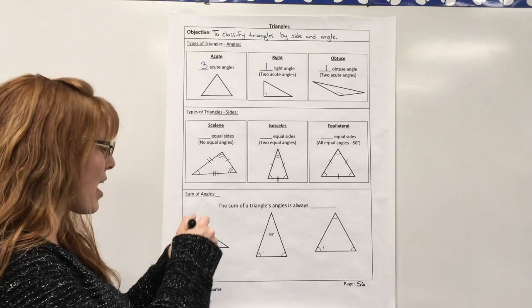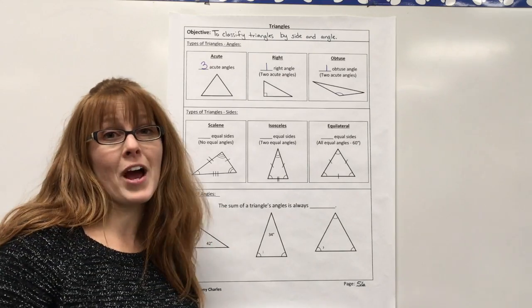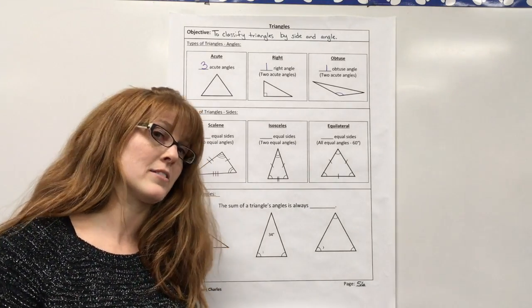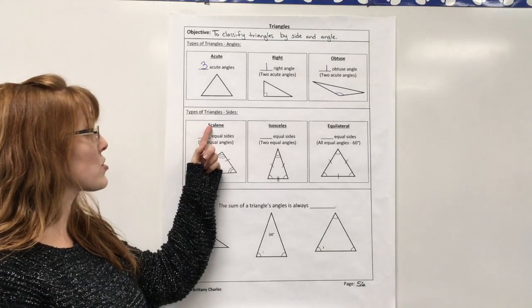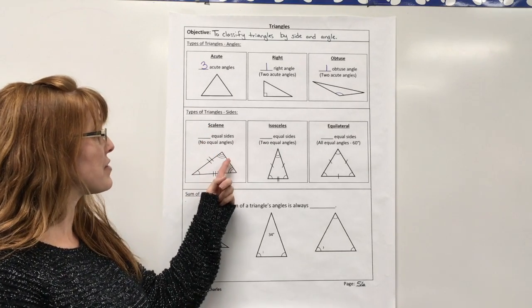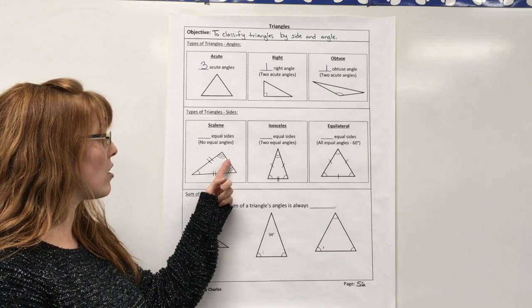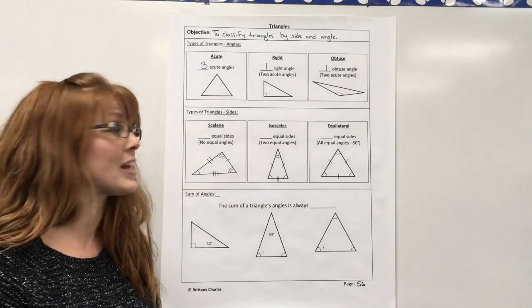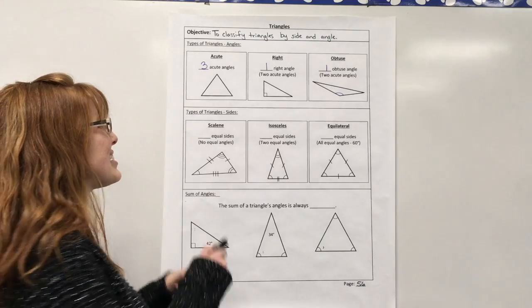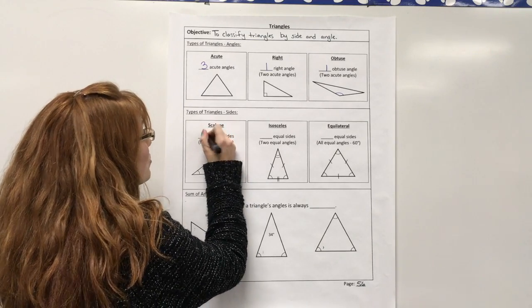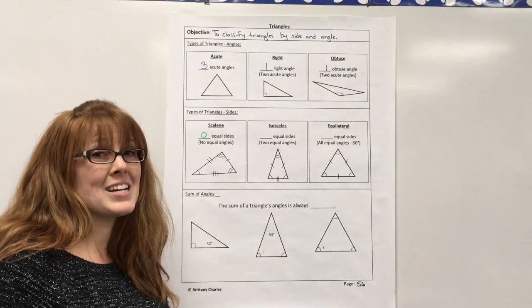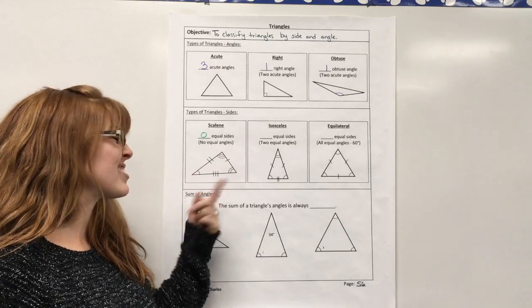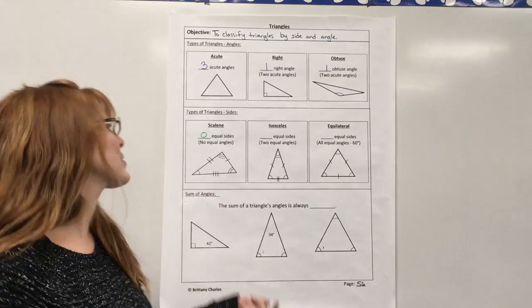All right. Now, you can also classify triangles by the lengths of their sides. So right here, this is called a scalene triangle, and these markings tell you that all of these sides are different lengths. So it has 0 equal sides. Now, since it has all different side lengths, it's also going to have all different angles.